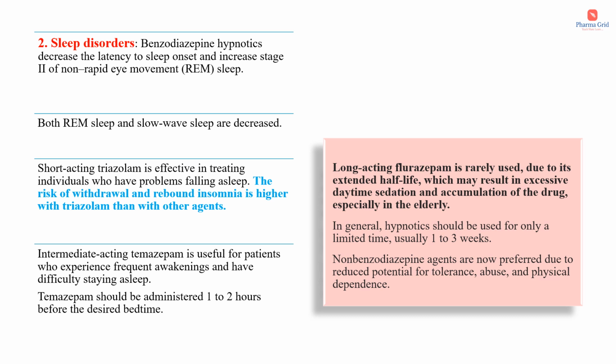Why? Because triazolam is a short-acting benzodiazepine. Its half-life is very short. So because of this, the risk of withdrawal and rebound insomnia is higher with the short-acting agents, especially triazolam. Intermediate-acting temazepam is useful for patients who experience frequent awakenings and have difficulty staying asleep. Then temazepam should be administered 1 to 2 hours before the desired bedtime.